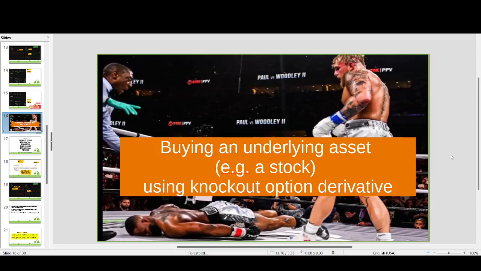Hi, welcome to this new video on buying an underlying asset using a knockout option derivative. Today we will cover how to buy an underlying asset, for example, a stock, using a knockout option.